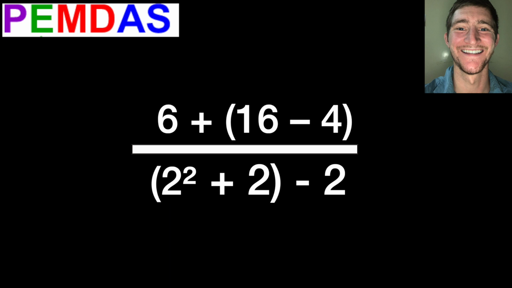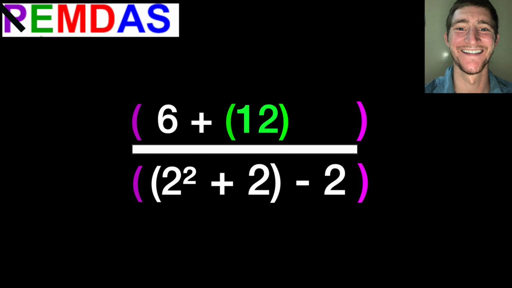Alright, so for this problem, we can treat our numerator and our denominator like they are expressions enclosed in parentheses. So we have our parentheses within our parentheses of our numerator, 16 minus 4. 16 minus 4 is 12. Then we can add our 6, which gives us 18.